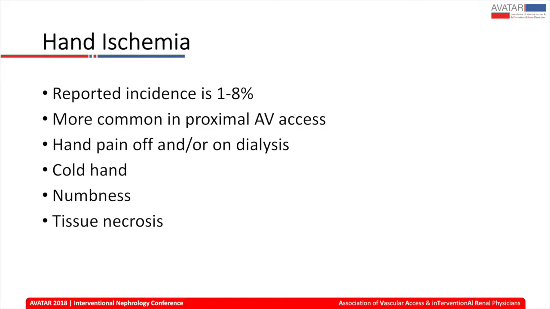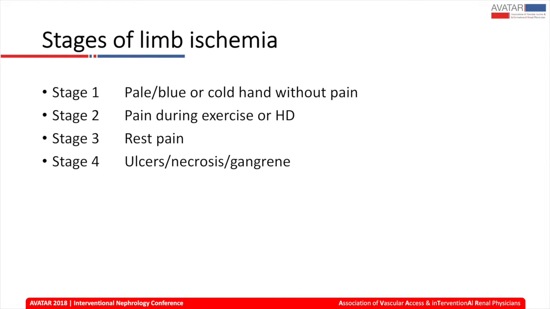So coming to the crux of it: if it is truly steal syndrome, and if we truly consider this as an ischemia related to the anastomosis or to the AV fistula that has been created, how do we handle that? The reported incidence, again in the literature, is about 1 to 8%, and most of these patients will have hand pain either on or off dialysis. The fingers get cold, they get numb, and if treatment is not implemented in a timely manner, the patient can also develop tissue necrosis.